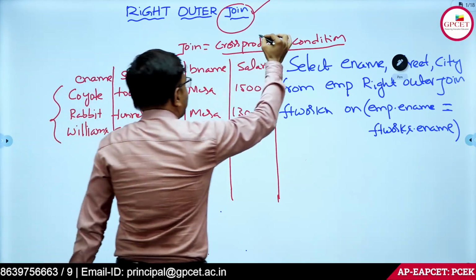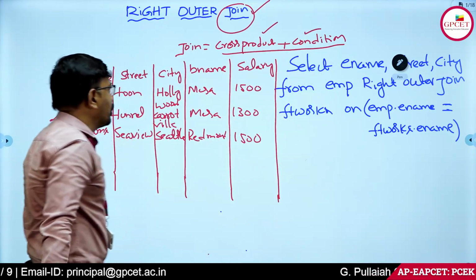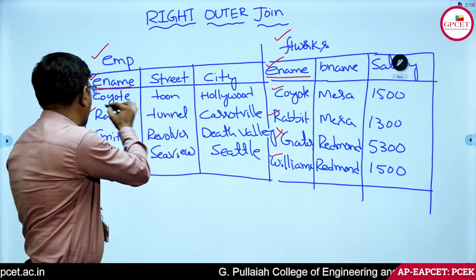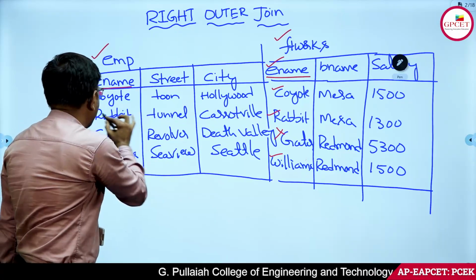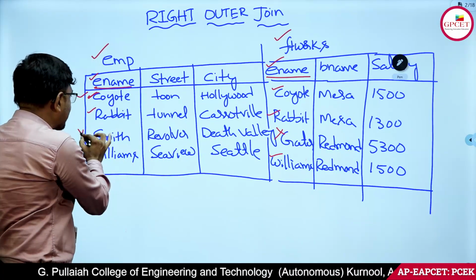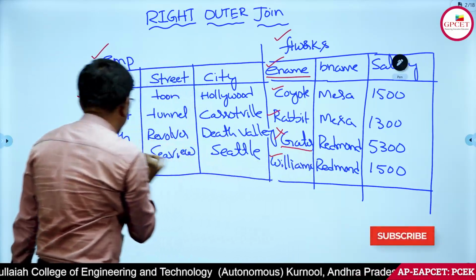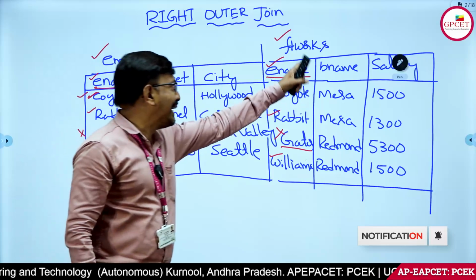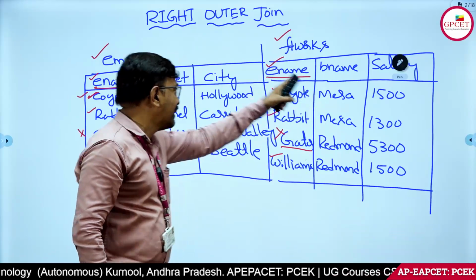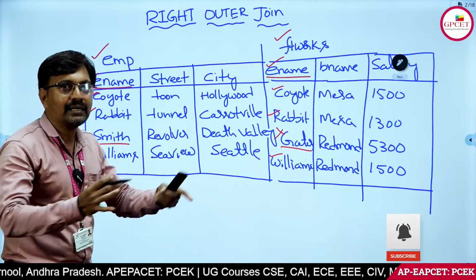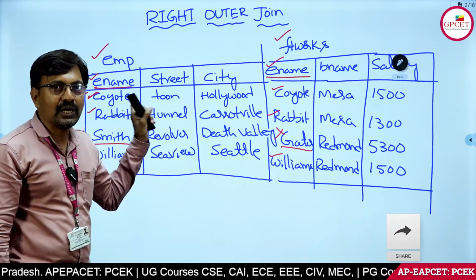Why? Because it is cross product plus condition, the join operation, common values in common columns. What are the common values? Coate, Rabbit and Williams. But observe here, Smith and Gates did not match any tuple in the right relation. What is the right outer join? Take all tuples in the right relation that did not match any tuple in the left relation, adding null values. That is the right outer join.